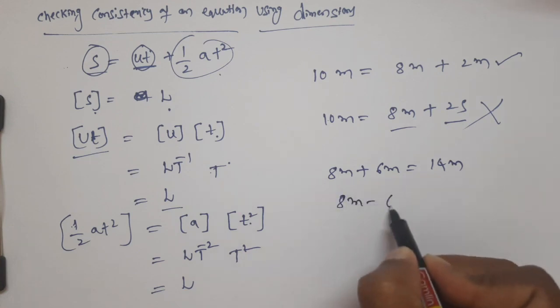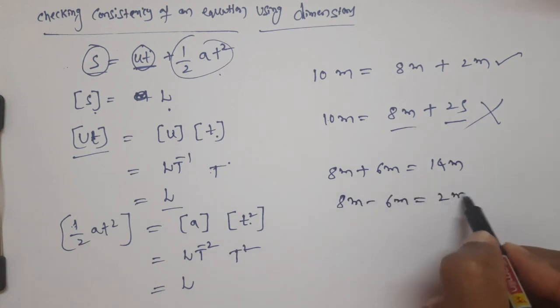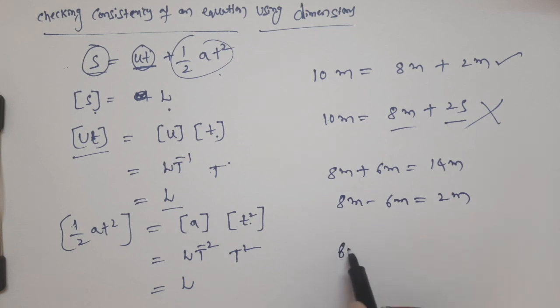Or 8 meters minus 6 meters. What do you get? 2 meters. But 8 meters plus 6 seconds, do you get anything? No, it doesn't make any sense. 8 meters minus 6 seconds, do you get anything? No. So when you add or subtract, only the same quantities can be added and only the same quantity can be subtracted. But when it comes to multiplication and division, you can multiply different quantities and divide different quantities. For addition and subtraction only, the quantities must be the same.